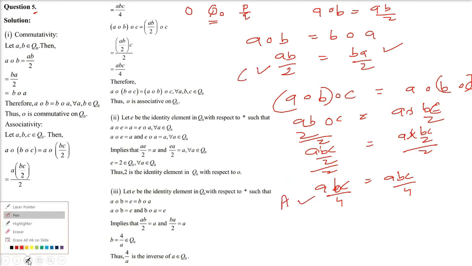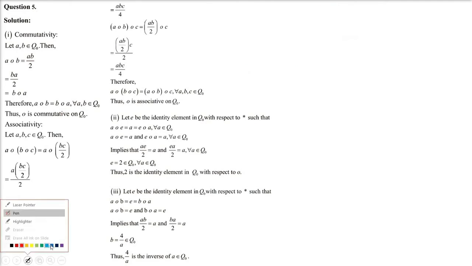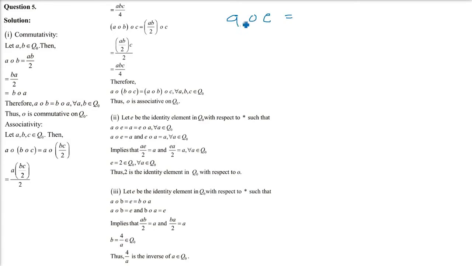Okay. Coming to the identity part. What is identity? In this Q0, if you take any element A and operate with that, the identity element should also belong to that Q0. The same element should come back. A operation E should be equal to A. Okay, see, A operation B is given by AB by 2 in this question. So we can write AE by 2 equals A. This A gets cancelled. E goes on the right hand side. E becomes 2. So E equals 2 is the identity element in Q0 with respect to this operation O.